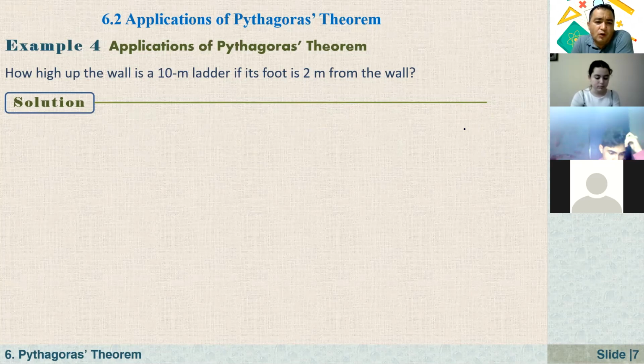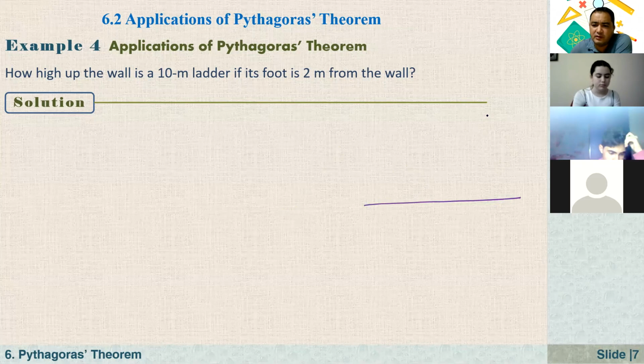How high up the wall is a 10-meter ladder if its foot is 2 meters from the wall? That means, how high can a 10-meter ladder reach if its foot is 2 meters from the wall? Anyway, we are talking about a 10-meter ladder.